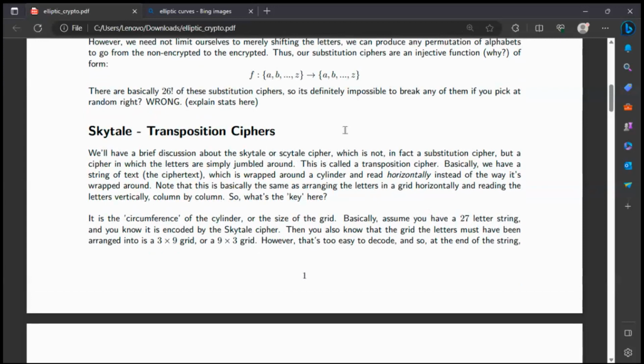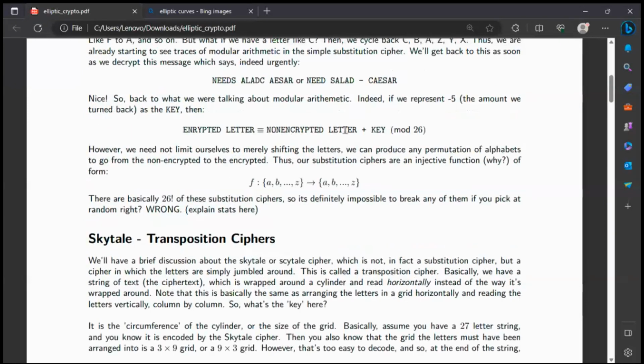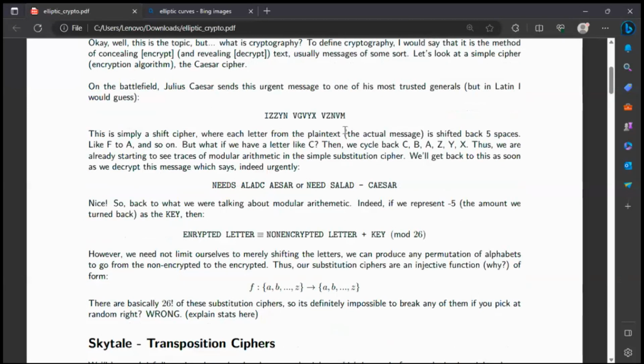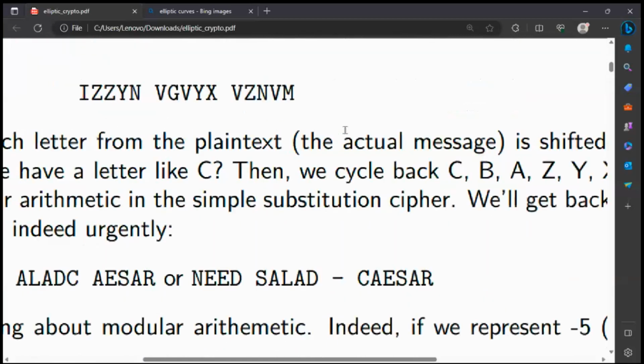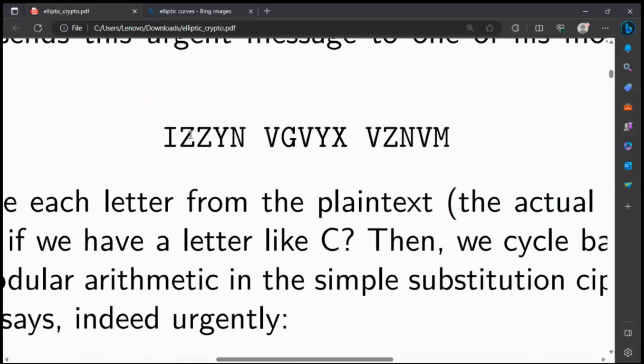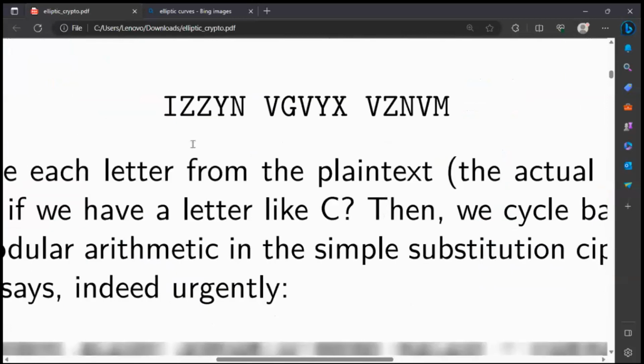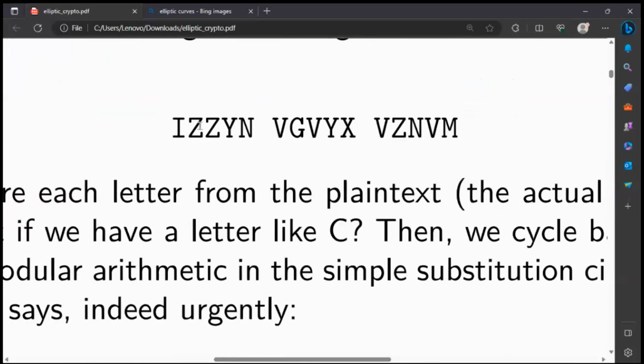So why is it not true? It's not true because, let's say we have some sort of cipher text, and let's say there is this text. Here, note that the letter Z and the letter V appear a lot of times. Z appears 1, 2, 3 times, and V appears 1, 2, 3, 4 times.